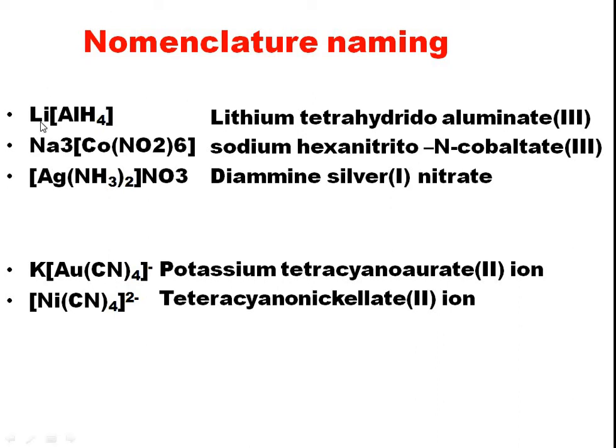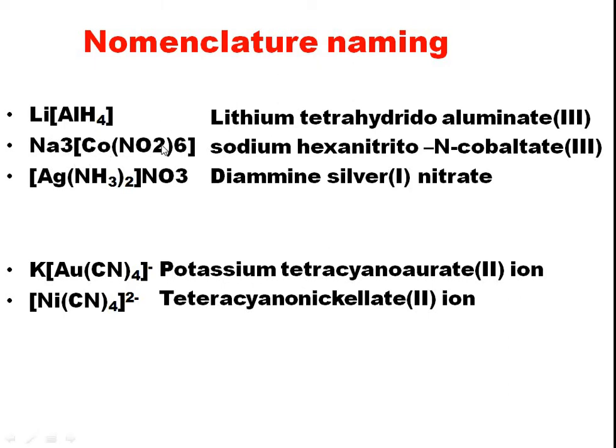In this complex, lithium is the cationic part. We will name the cationic part first, lithium, and then we will name the anionic part. The anionic part contains two components because it is a complex part. It contains a central metal atom and ligands. Ligands are named first: tetrahydroaluminate, because it is an anionic complex, so we have written it as lithium.